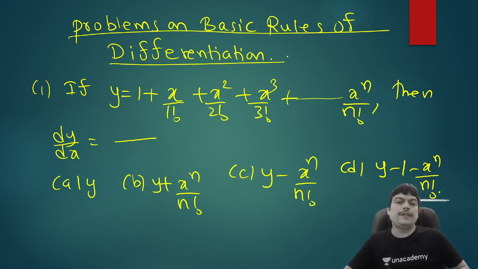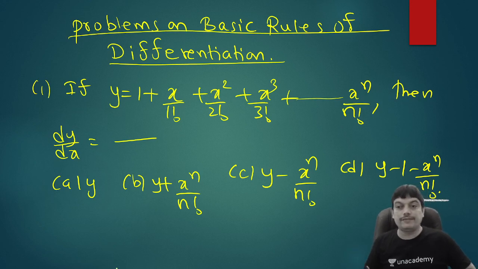It looks like some infinite series in e power x, but we have only till x power n. e power x could have been written if the same series is there up to an infinite number of terms. But here it's only till x power n by n factorial. So this cannot be written as e power x. It's not the e power x expansion. So how do we find the derivative? Normal differentiation only we can apply.